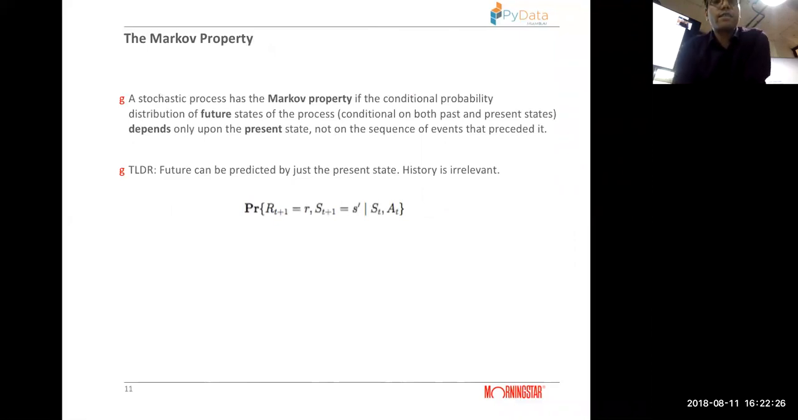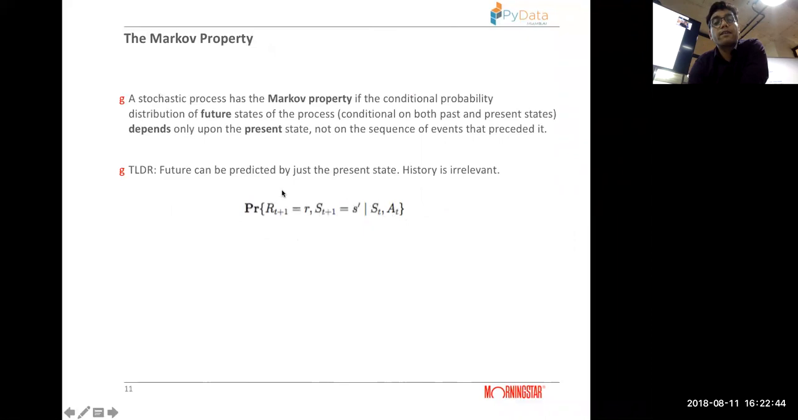Another thing, there is this beautiful thing called the Markov property, where the definition is like state, action.